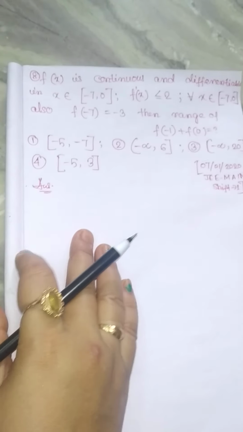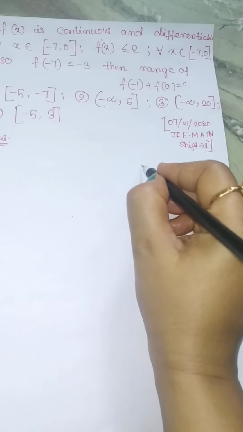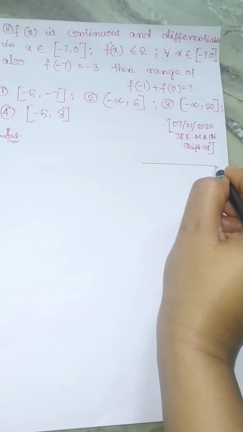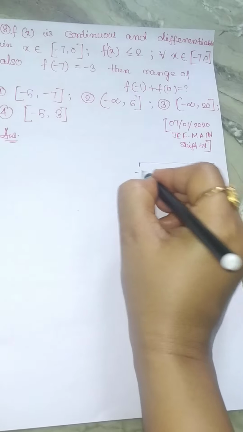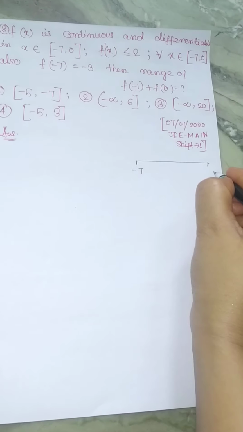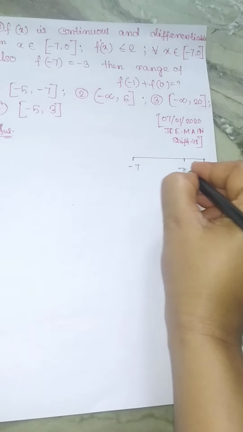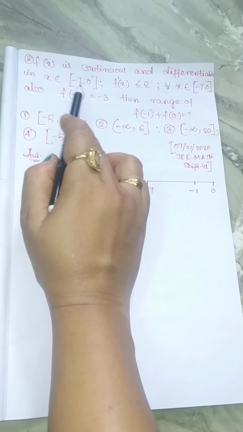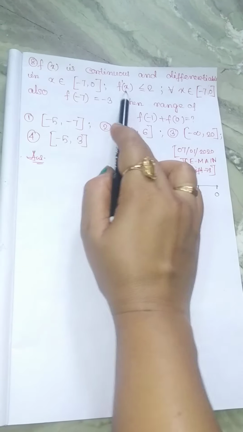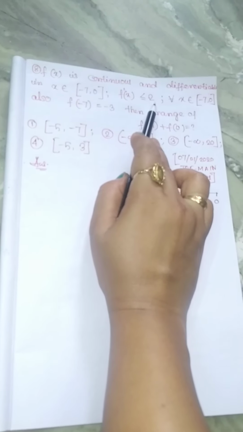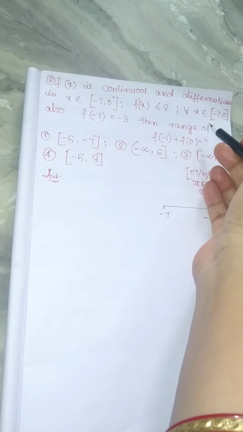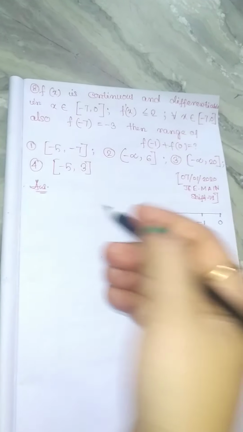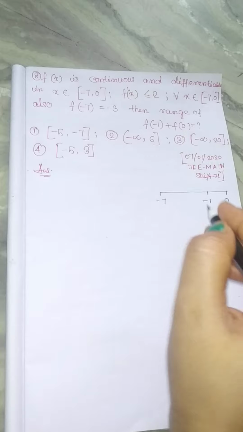Now moving to the problem. First we plot the interval. It is -7 and it is 0. Here -1 is the point. The function f(x) is continuous and differentiable, x belongs to the closed interval [-7, 0], and f'(x) is less than or equal to 2. All these statements show that it is the Lagrange mean value theorem.